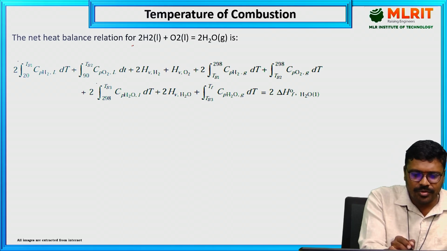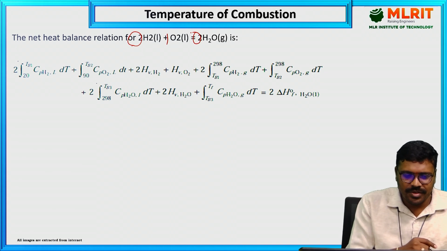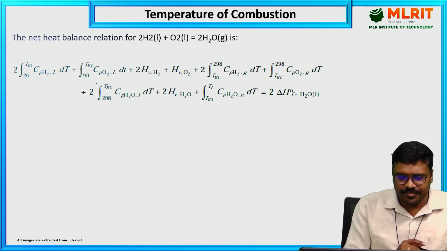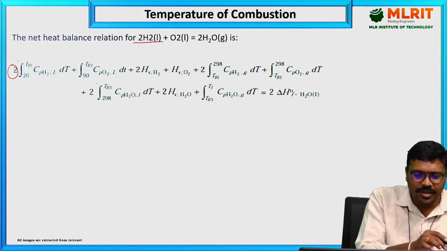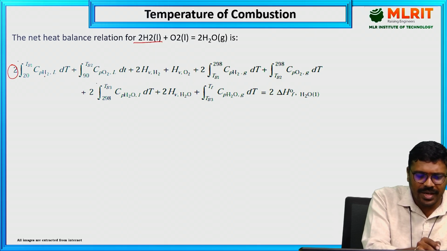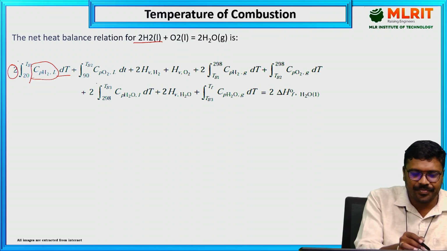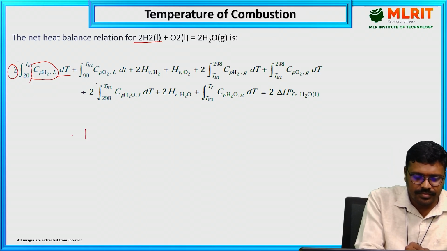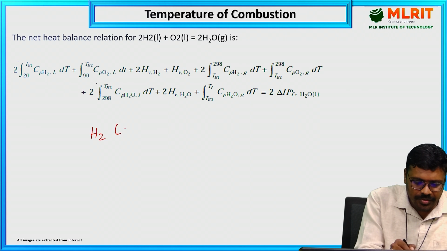So here 2 moles of hydrogen, 1 mole of oxygen and 2 moles of H2O are there. So if I write the energy balance equation, 2 moles of H2 liquid, right? So we have to calculate Cp delta T, this is the delta T. Cp is in liquid state, Cp of H2 in liquid state, to the temperature. H2 liquid at 20 Kelvin.